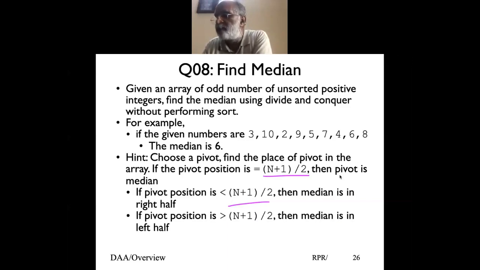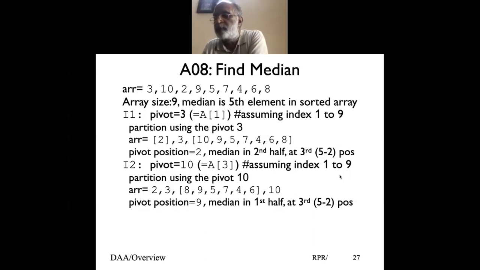So time is order n, but I can still find it. Let's look at an example, how do we solve it? Consider this, my array of size n. The median is the fifth element in the sorted array. So let's say my pivot is 3. This will divide the array into 2 parts: first is 2, then my element 3, and the remaining part. Now look, element 3 is in position 2, but I'm interested in the element in position 5.